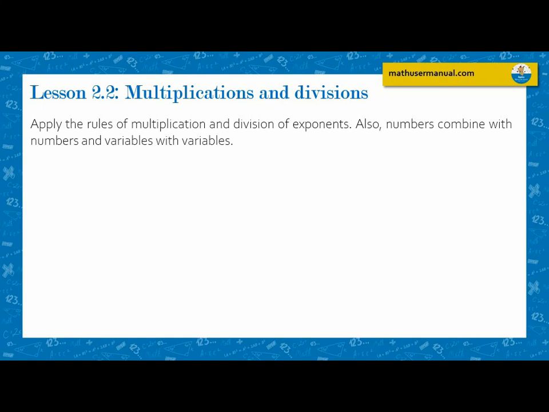Let's finish up lesson 2.2 with a harder and more complete problem involving multiplications and divisions with variables. Let's look at this one. 3x to the power of 5 times 8x to the power of 6 divided by 12x to the power of 9 times 4x to the power of 4.